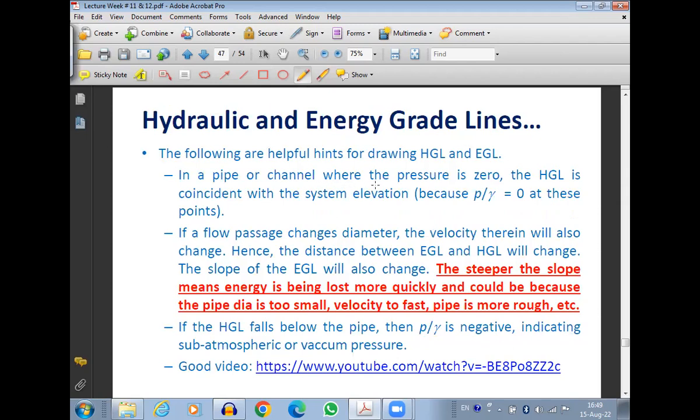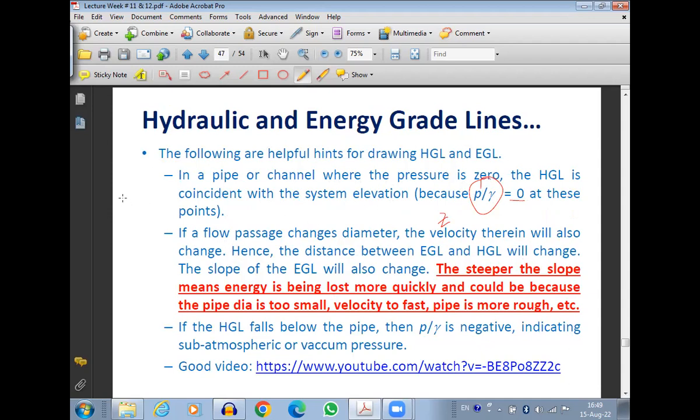In a pipe or a channel where the pressure is 0, the HGL is coincident with the system elevation. So if the pressure is 0, the hydrostatic pressure head will be 0, so the HGL will be the same as Z, whatever the elevation of the system. If a flow passage changes diameter, the velocity therein will also change. Hence, the distance between EGL and HGL will change.